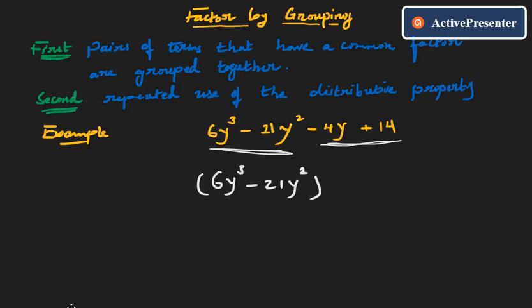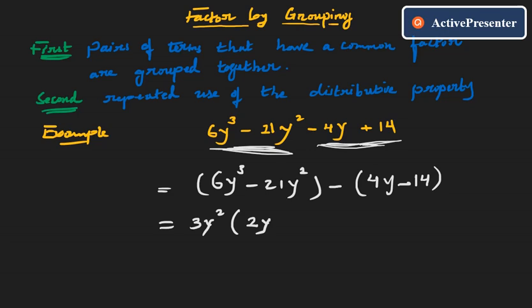Also, this would be minus open parentheses, so here will be 4y minus 14. We grouped these two together and these two together. If you now take the greatest common factor here, we can say that we have 3y squared, then we will be left with 2y minus 7.